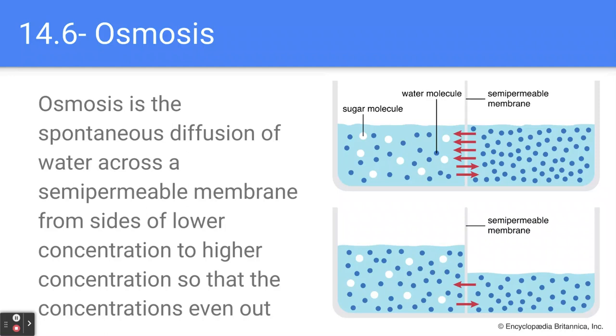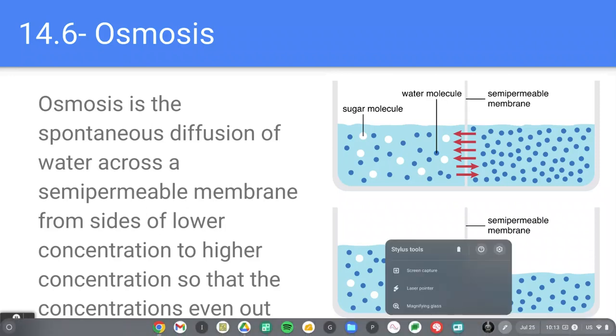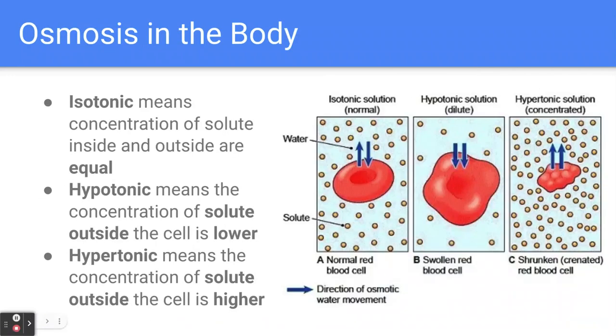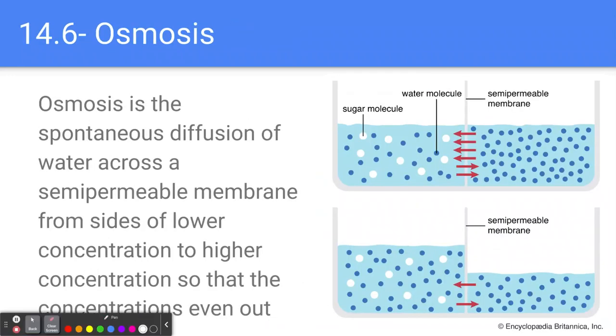And so the way that it's going to travel is from areas of low concentration to high concentration so that those concentrations can be evened out. If we take a look at this picture here, on the left, we've got a bunch of sugar molecules. And so over here, we've got our high concentration. So here's our high concentration. Here's our low concentration.